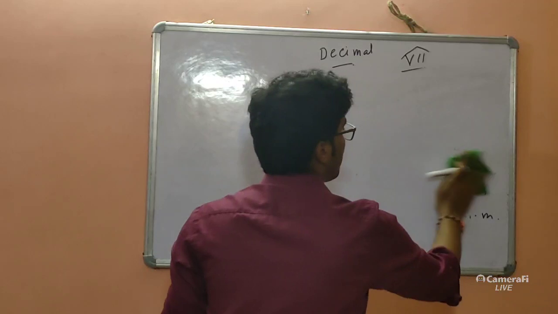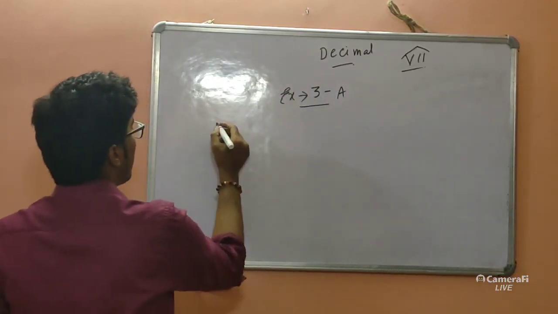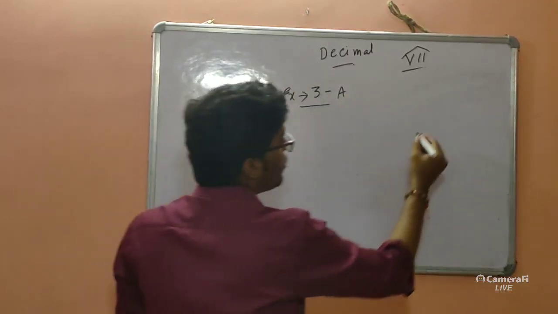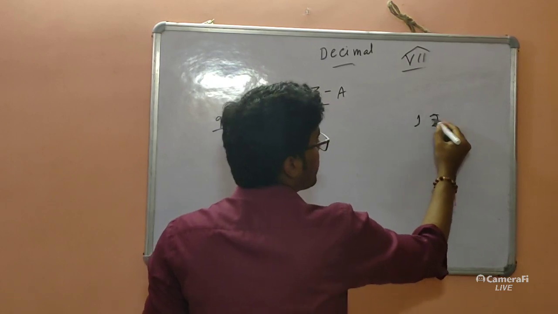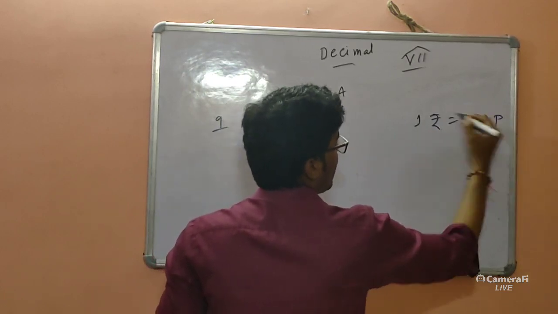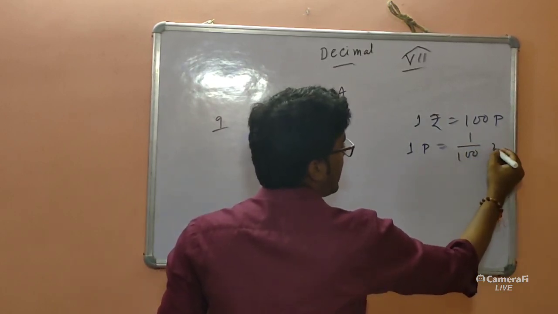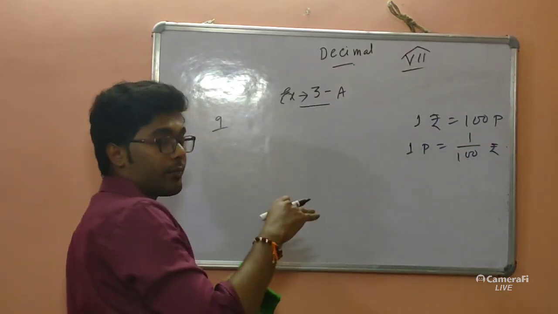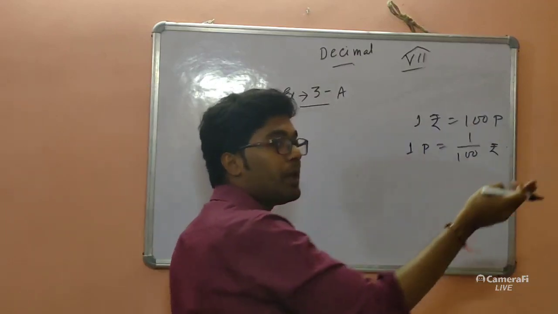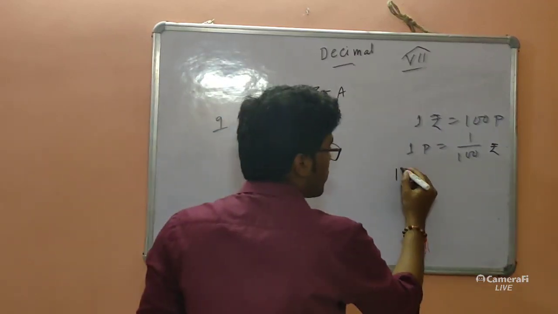Here also a conversion will be used between rupees and paisa. Question number 9, we know that 1 rupee is equal to 100 paisa, right? Therefore 1 paisa will be 1 by 100 rupees. That means to convert from paisa to rupees we divide by 100. So you write that also.